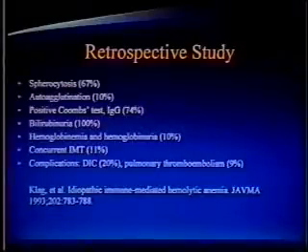Spherocytes were present in 67%, autoagglutination in 10% of the patients, a positive Coombs test in 74%, bilirubin was present in all of the animals, hemoglobinuria and hemoglobinemia was present in the animals as well, and some 11% had immune-mediated thrombocytopenia concurrently.